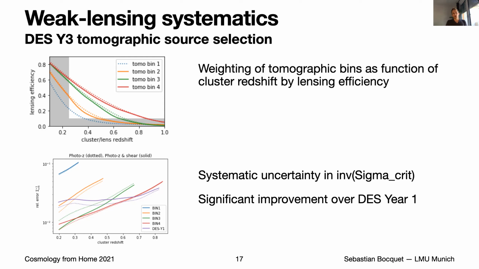In the bottom row, I show the systematic uncertainties in inverse sigma crit, which is basically the product of the impact of shear calibration and photo-z calibration. And you see that DES is able to provide this to a few percent level up to a redshift of about 0.5 or so. And this is a significant improvement over DES year 1, which is highlighted as the purple line here.